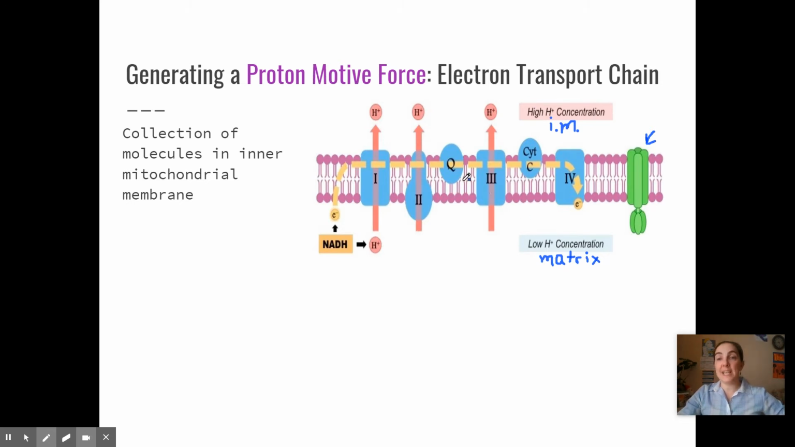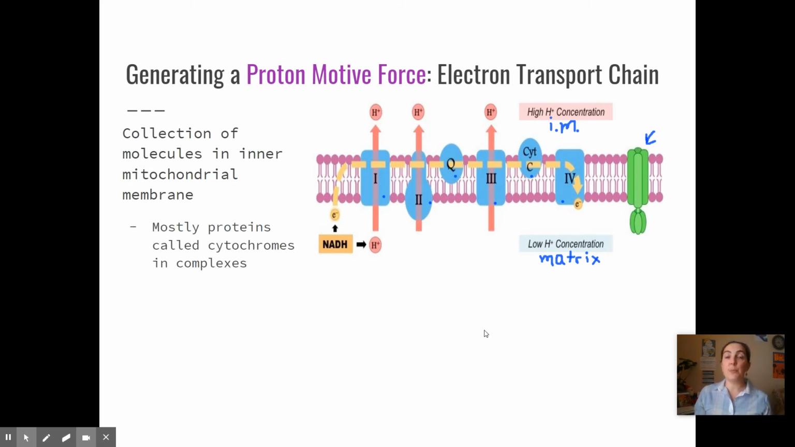But next to ATP synthase, we have this whole sequence of other molecules in that same membrane. And the thing about these molecules, they're made up of several different types. They're mostly different proteins called cytochromes. There are also some called ubiquinone. That's one you'll hear sometimes. That's this Q, and cytochrome C. They can move around a little bit within the membrane.